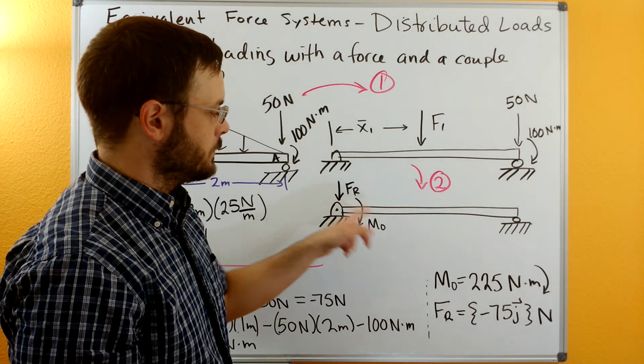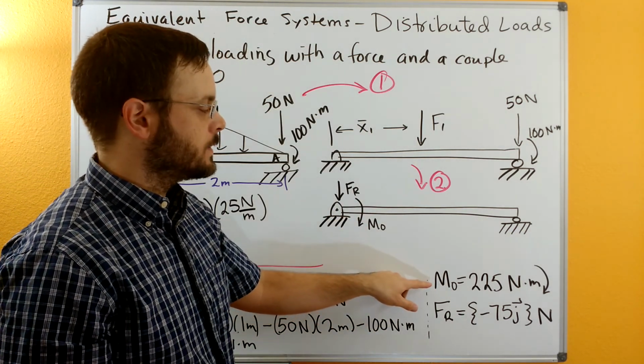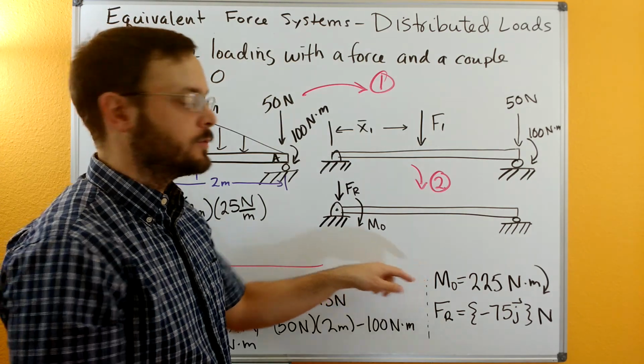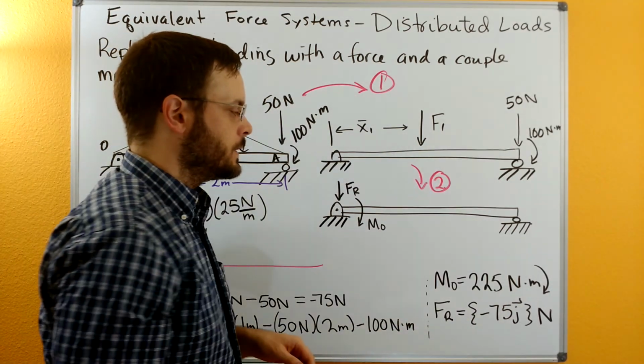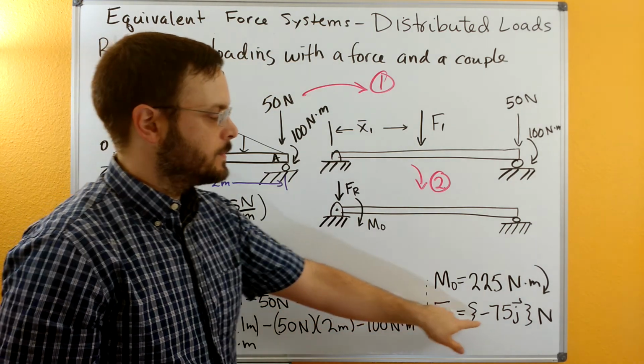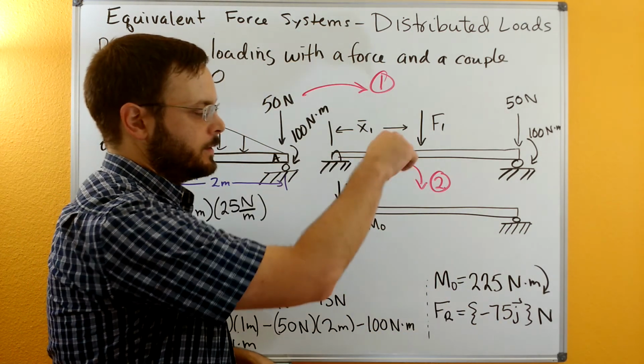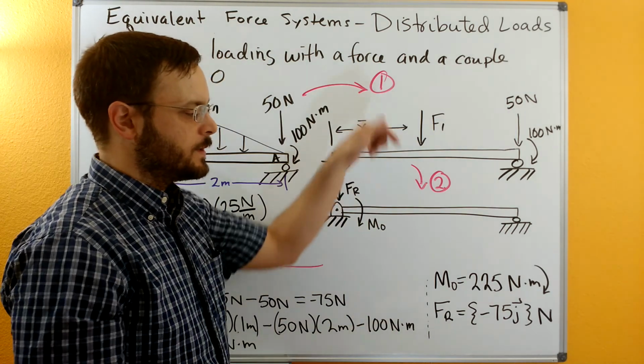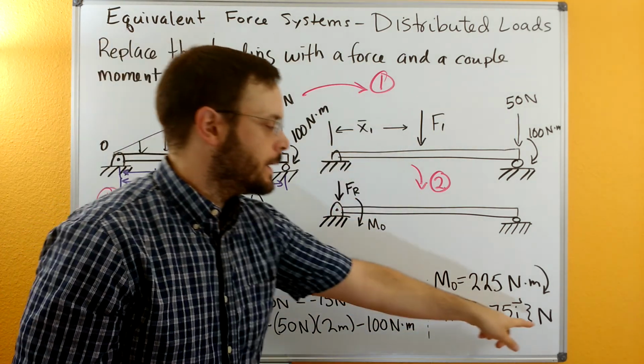And so now we can report that the moment is going to be a total of 225 Newton meters in the clockwise direction. And we can report that the resultant force is going to be negative 75 in the y direction with units in newtons.